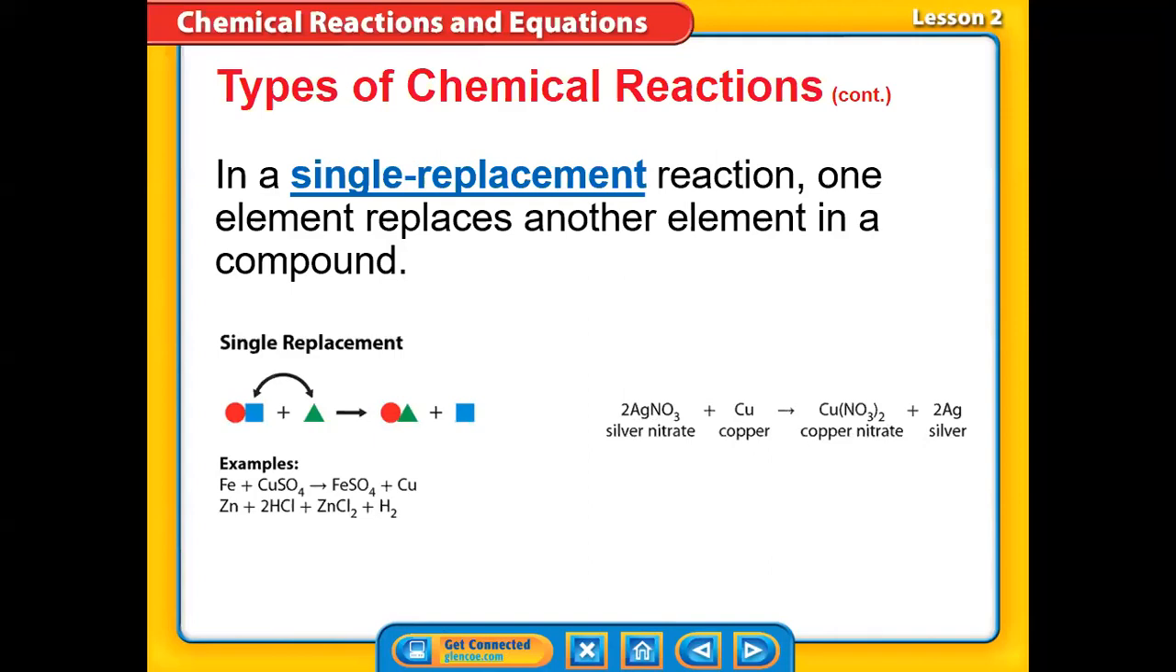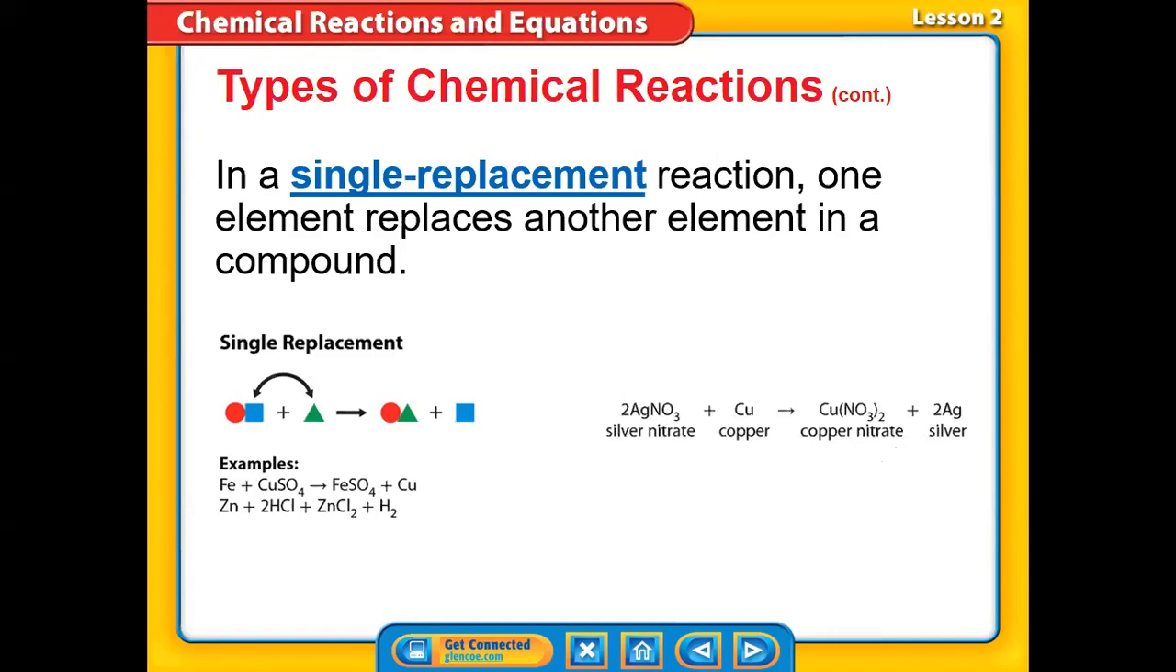Copper replaces silver. Good, Nanu. So we find that copper takes the place of silver. It takes the silver out and combines with nitrate, so to produce copper nitrate. You get it? Okay. Is it clear? Yes.